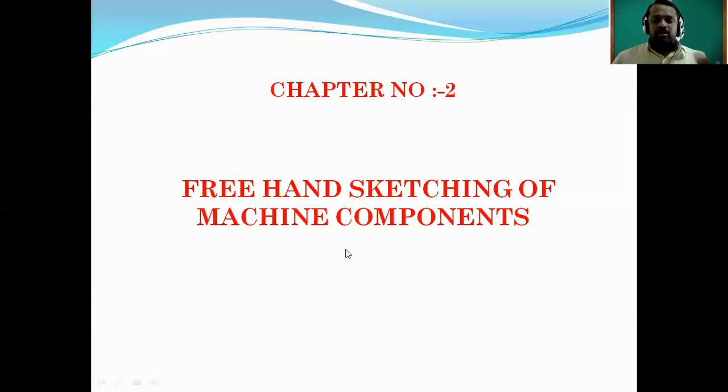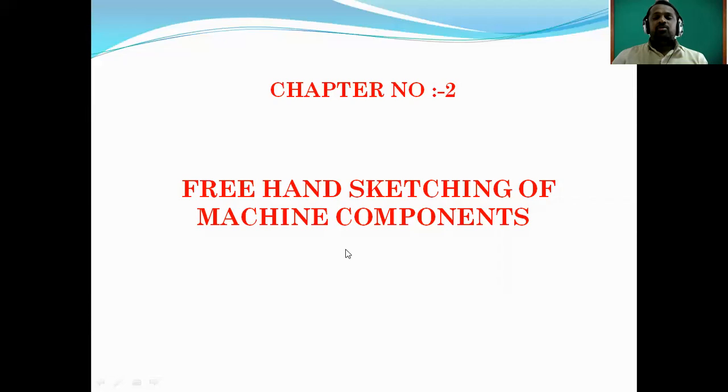From the last lecture, we have started our chapter number 2, the front features of the machine component. In that last lecture, we covered what is meant by the rivet, the types of the rivet, and how to draw the different types of rivets. A rivet is a cylindrical strip. The topmost portion is called the head, the middle portion is called the shank or body of the rivet, and the bottom portion is called the tail.